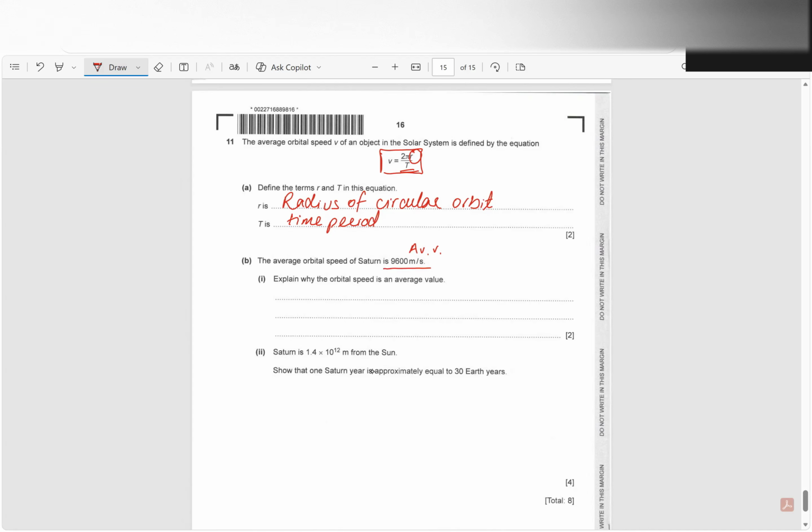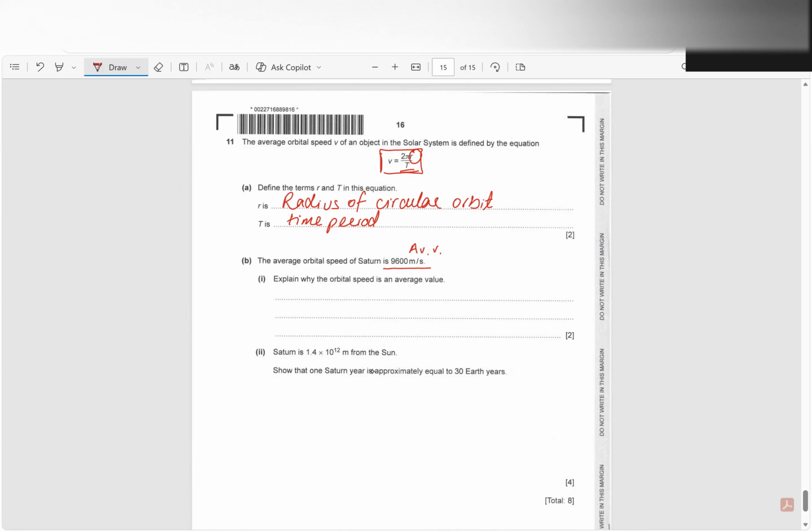We're going to understand that planets have elliptical orbital paths. The radius is not the same throughout. The distance from the sun is not the same throughout. We take the average radius, therefore the average velocity. And we need to understand the velocity is changing. It is going to be greater when the planet is closer to the sun, and the speed is going to be slower when the planet is farther from the sun.